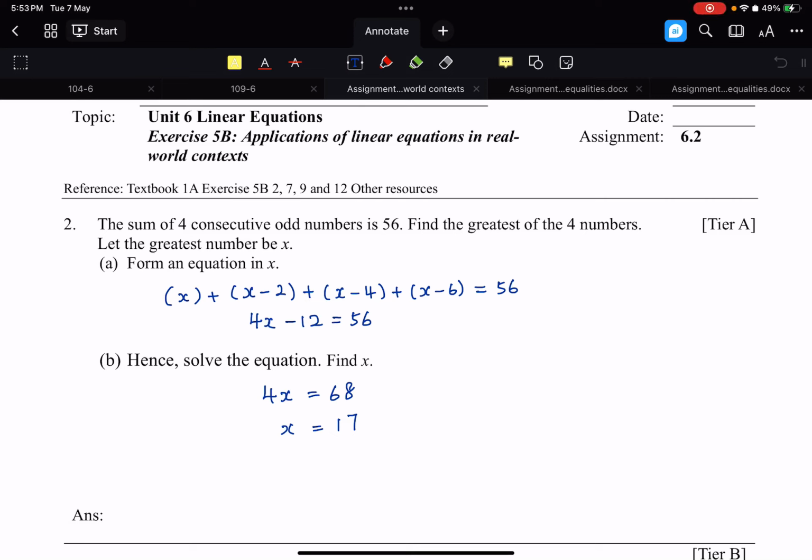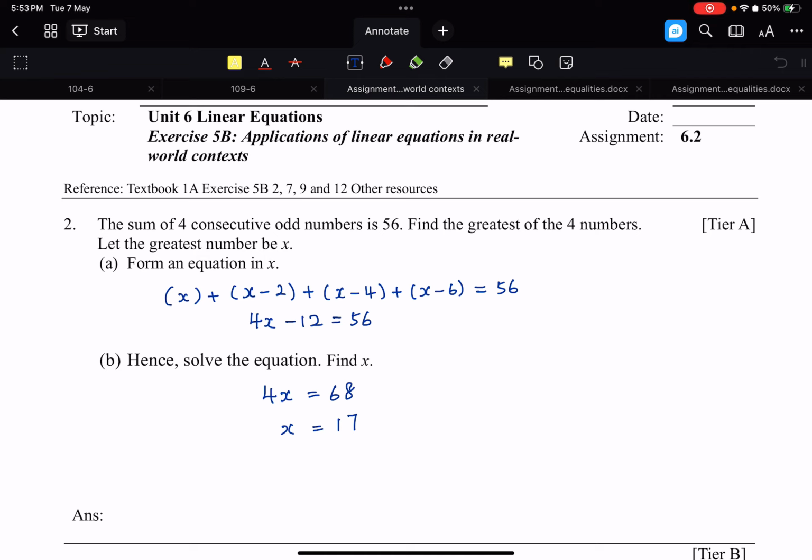Hello students, welcome back. In this particular video, we will continue with assignment 6.2. This time round, we will be looking at the applications of linear equations in real world context. So basically, it means word problems that involve solving of linear equations.